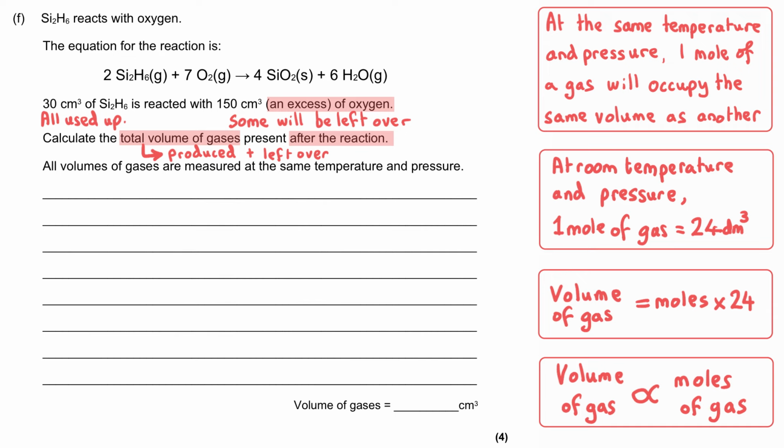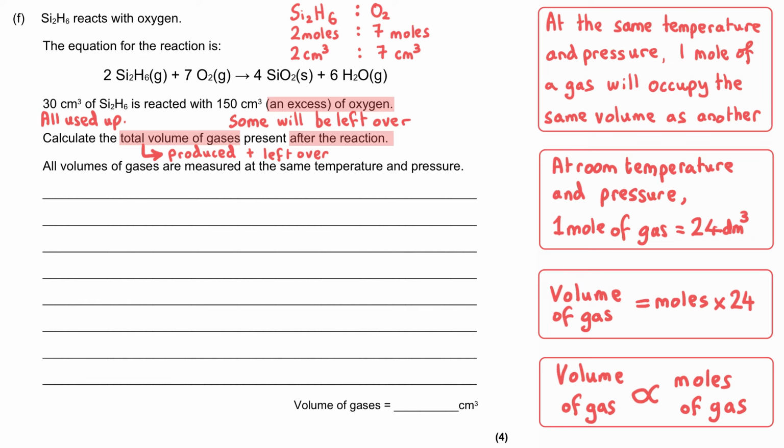We're shown here that 2 Si2H6 reacts with 7O2. And to turn that into the language of moles, this means 2 moles of Si2H6 will react with 7 moles of oxygen. Or to turn it into volume, 2 cm cubed will react with 7 cm cubed of oxygen. And this is because volume is proportional to moles.